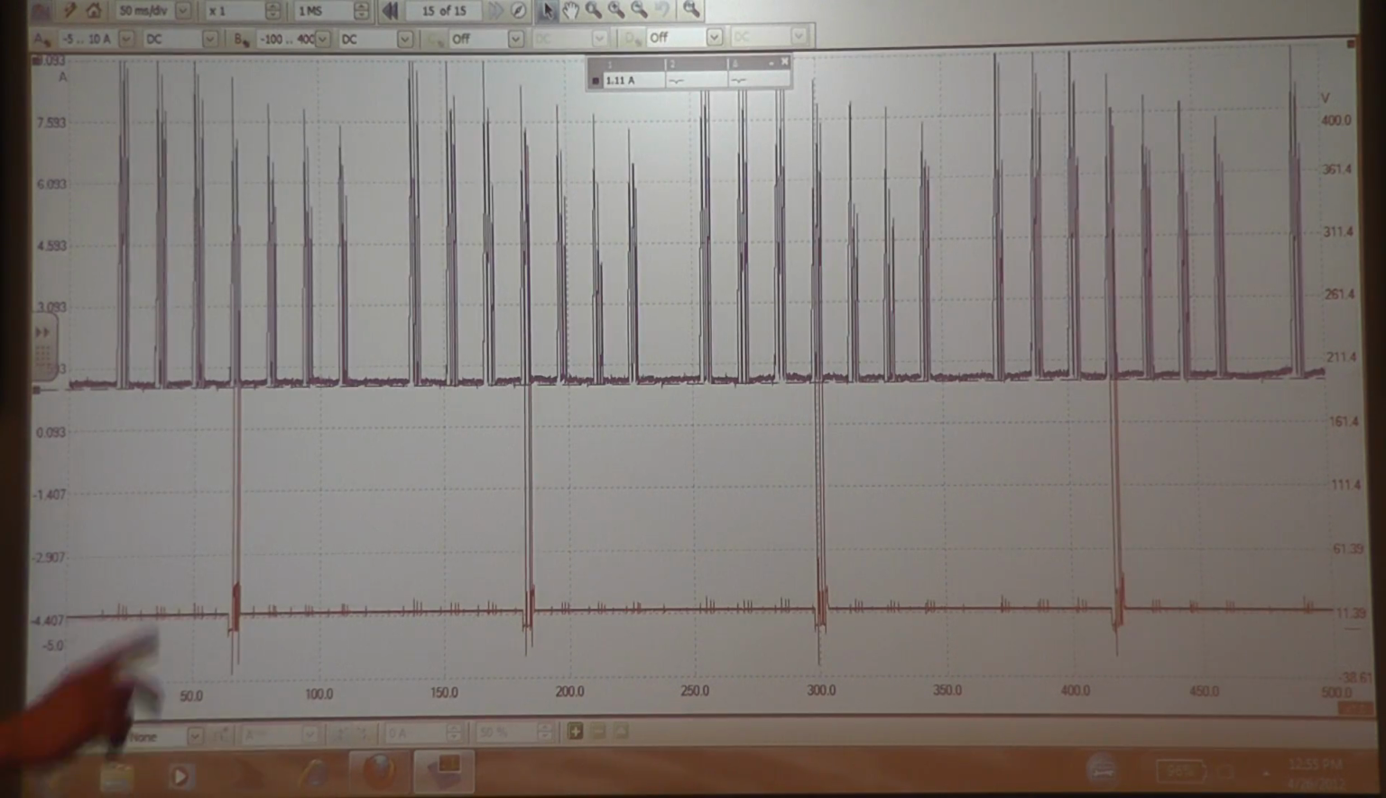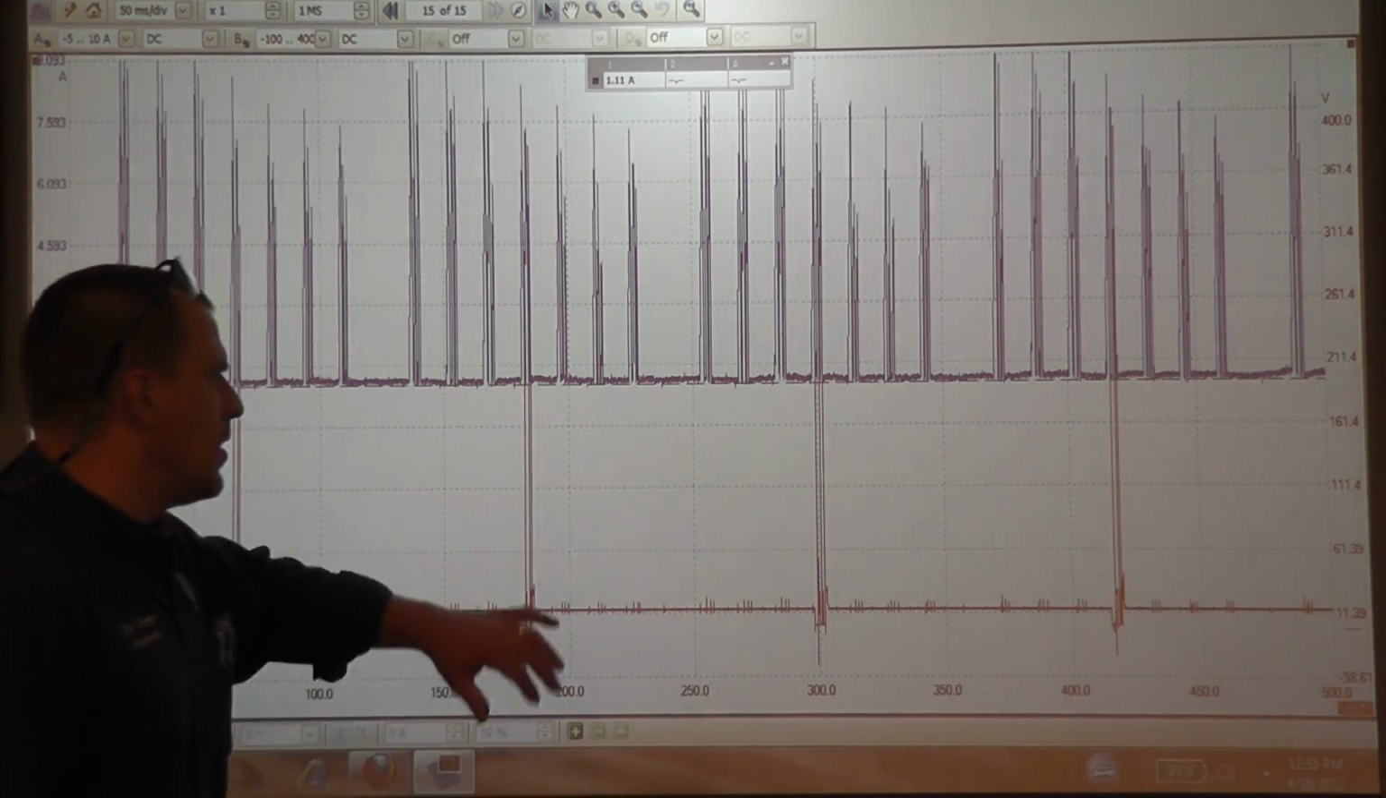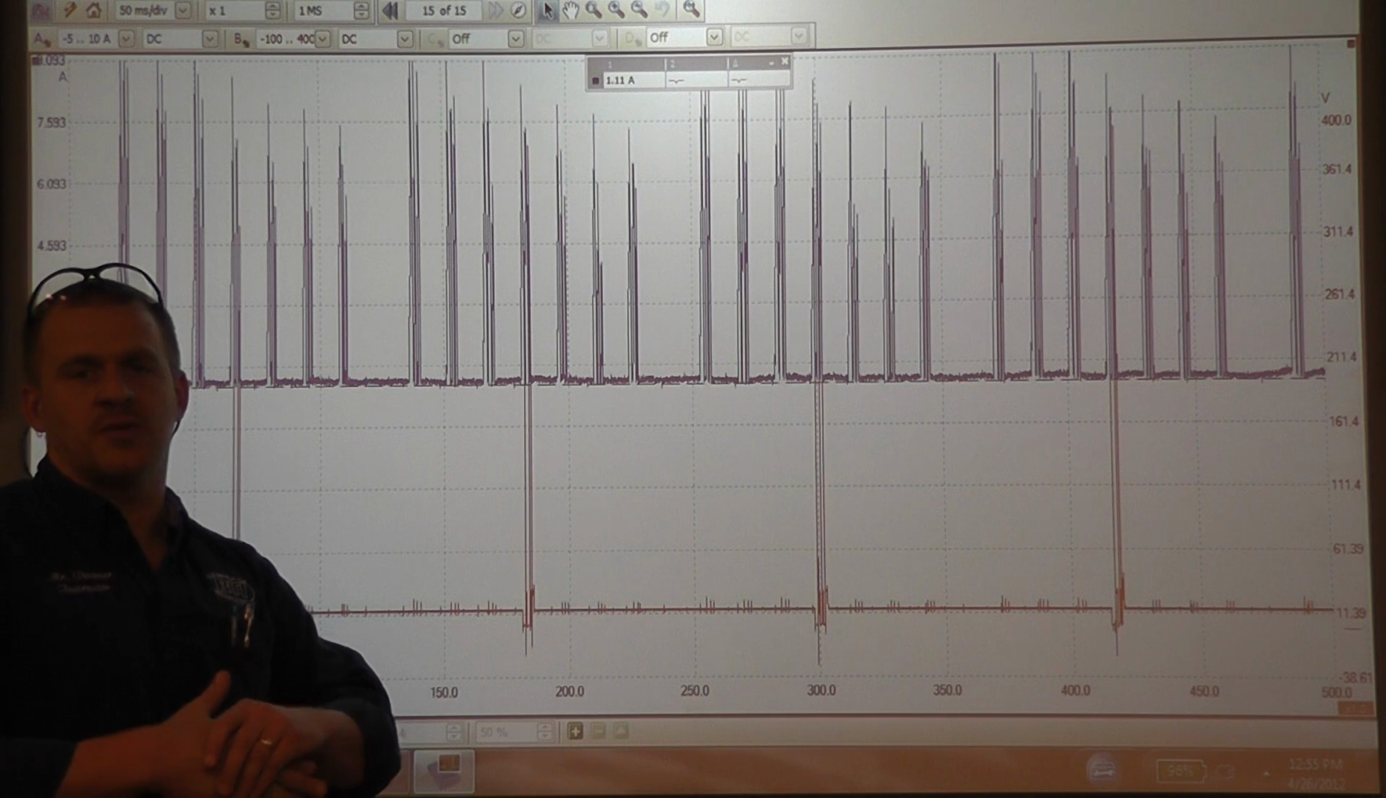Let me pause it there. Go ahead and shut that off for a second. Let's talk about what we're looking at first of all. Fords use what's called a multi-strike discharge ignition system.